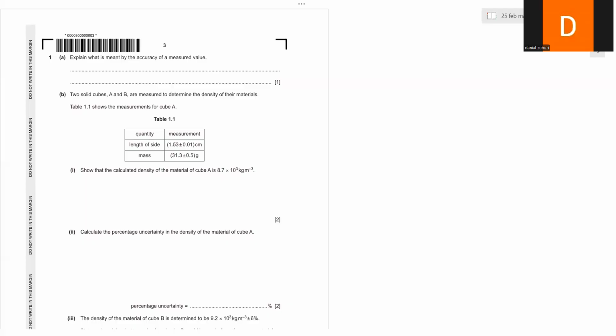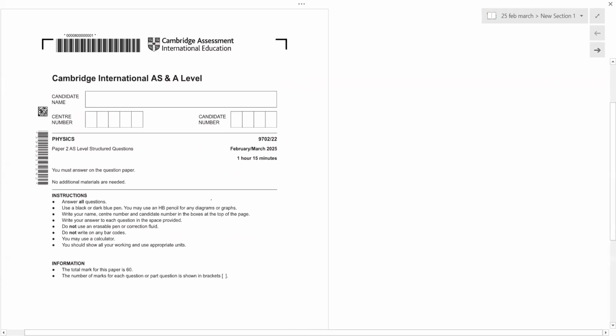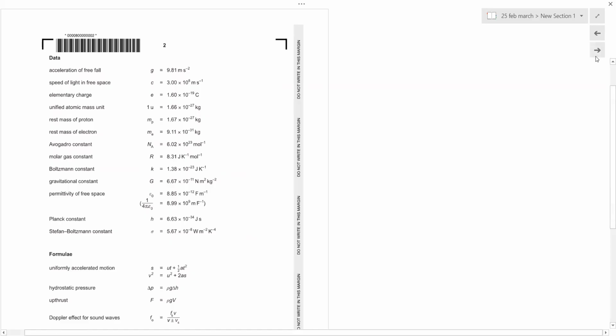So today's plan is to solve one of the past papers for the year 2025. So this is basically February, March 2025. May, June, and October, November is mostly done by the students. So I was thinking to do this. This is relatively an easy paper.